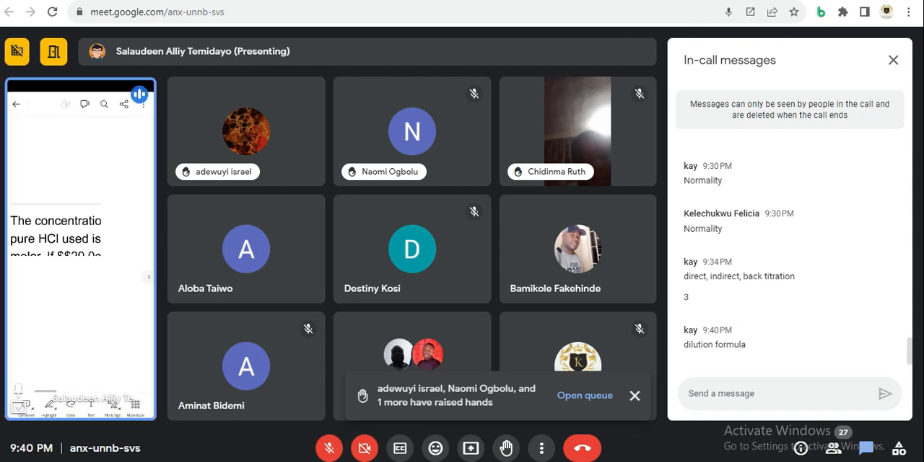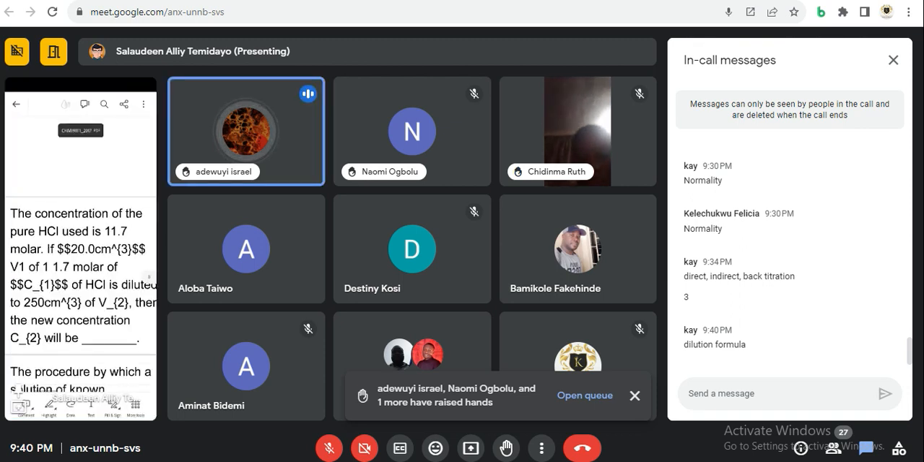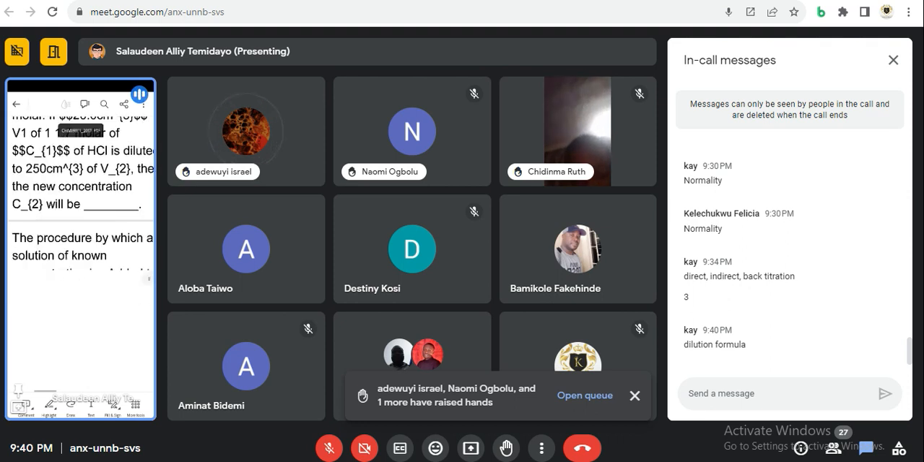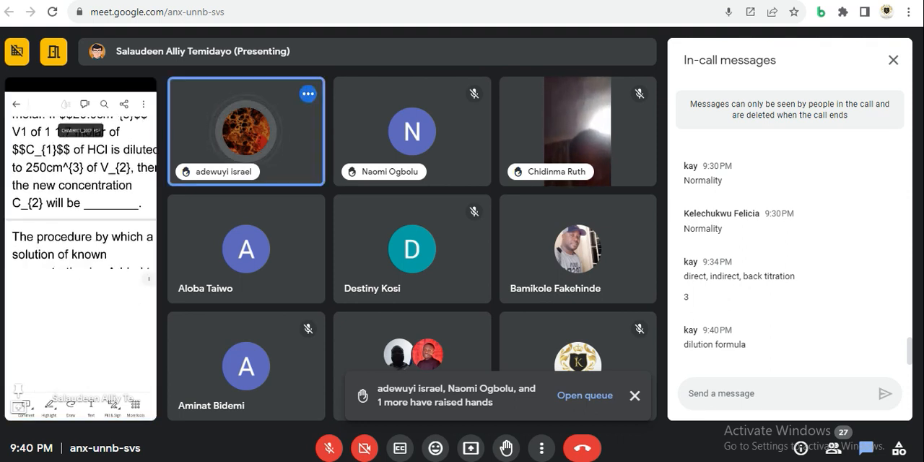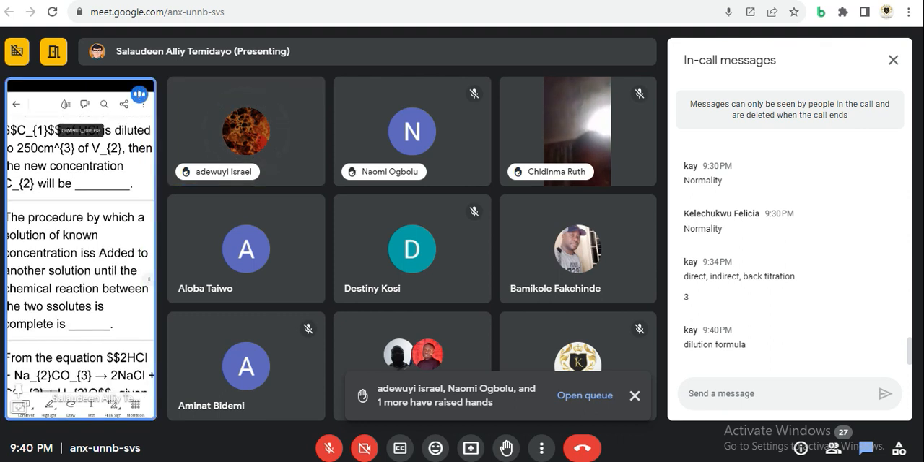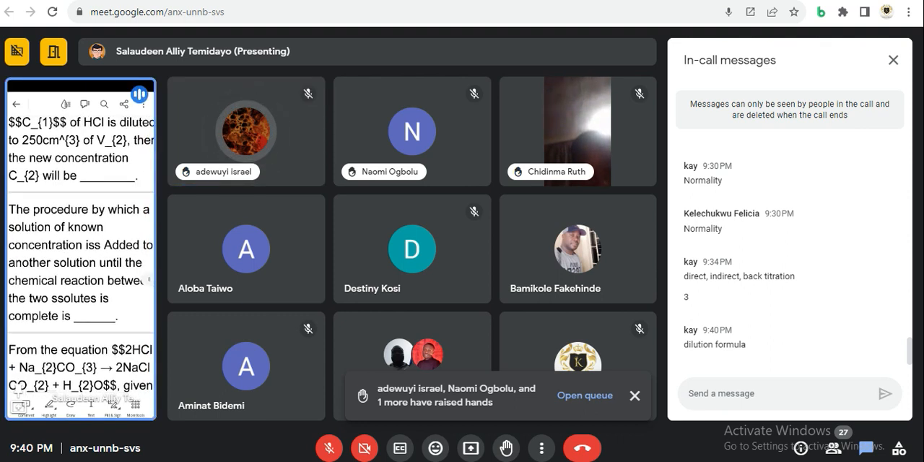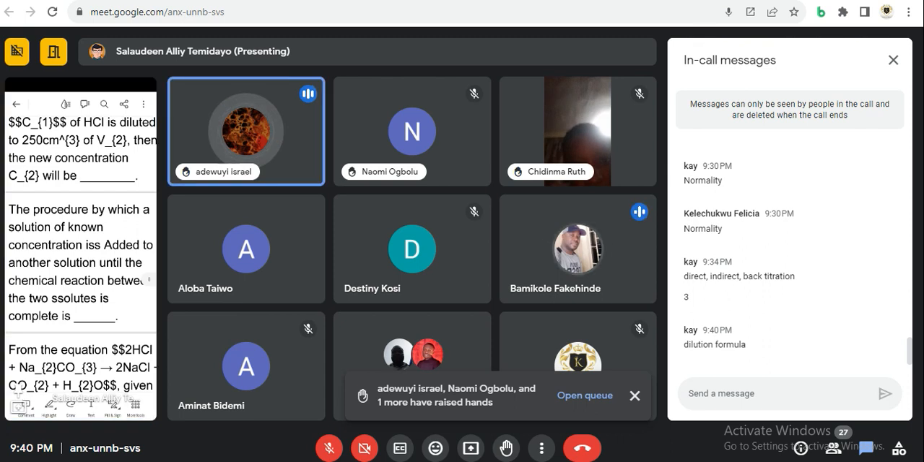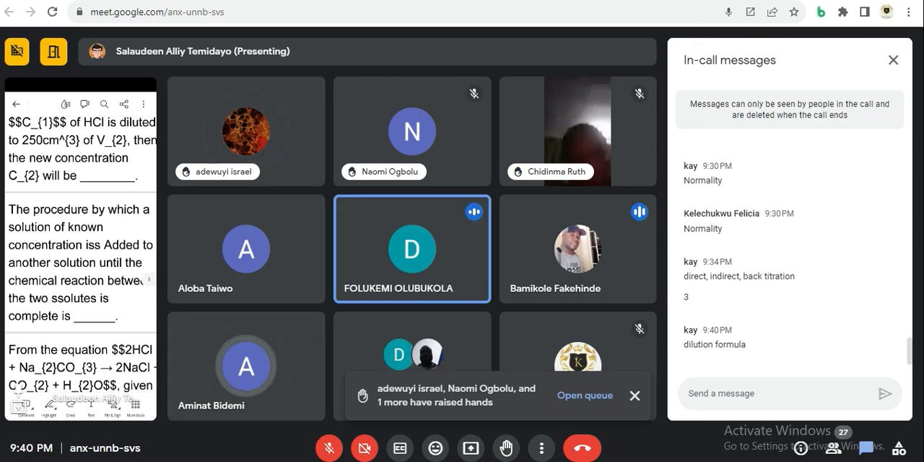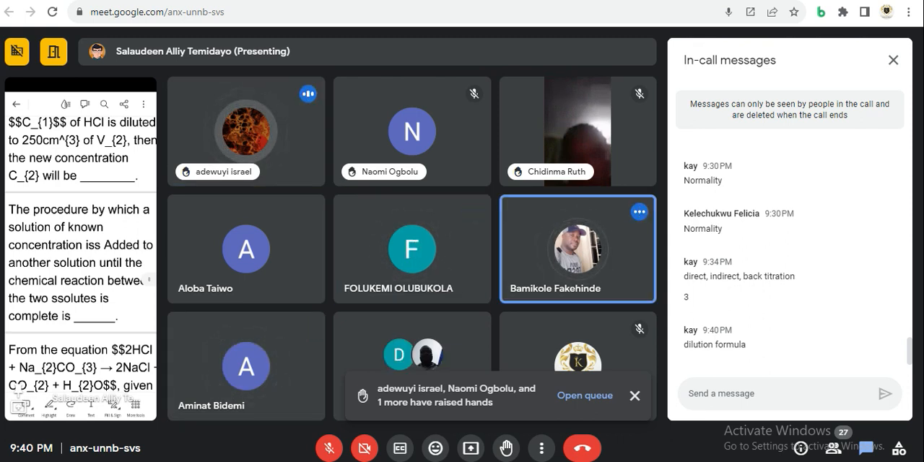The next question is: the procedure by which a solution of known concentration is added to another solution until the chemical reaction between the two solutes is complete is what? What is the procedure? Titration. Volumetric analysis or titration.